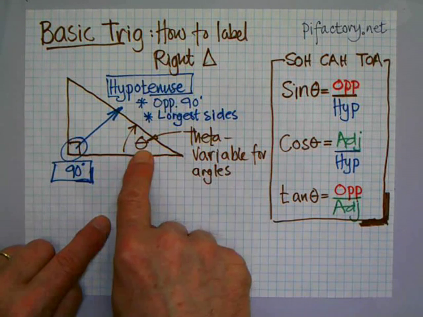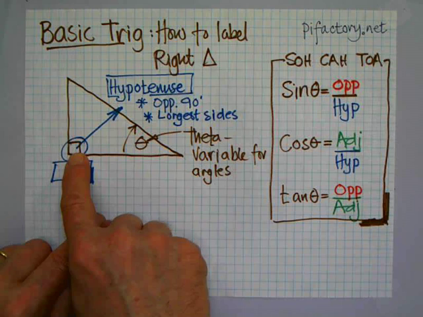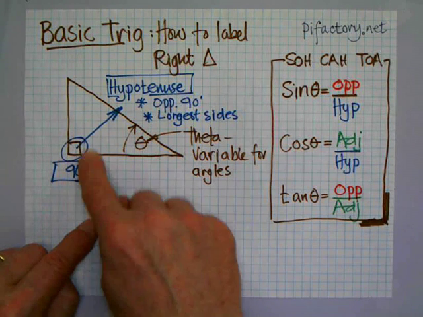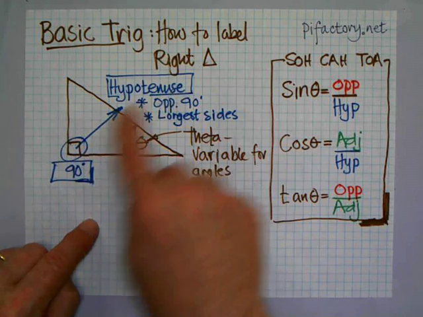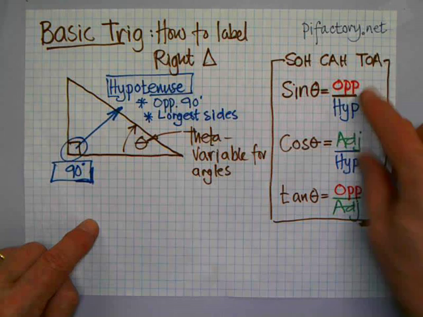And the hypotenuse is not relative to theta. It's relative to the 90 degrees. So theta is never the 90 degrees. This is always the right angle here. It's always the 90 degrees, always the right angle, and the hypotenuse relates to that right angle.